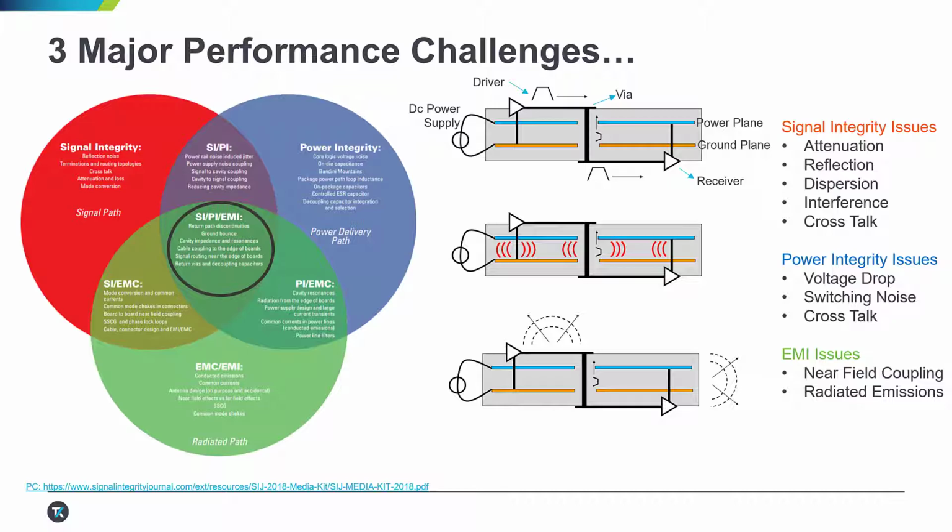So some of the common problems that are linked to each area include things like attenuation, reflection, dispersion, and crosstalk from a signal integrity perspective; voltage droop, switching noise, or crosstalk from a power integrity perspective; and in the EMI issues, we see things like near field coupling and radiated emissions, things that cause you to fail EMI compliance tests.